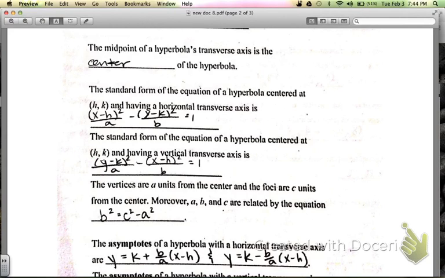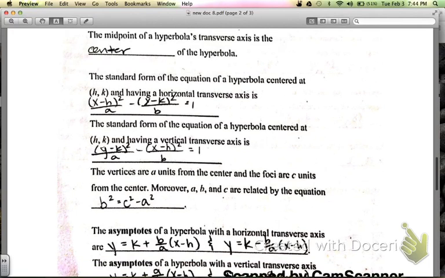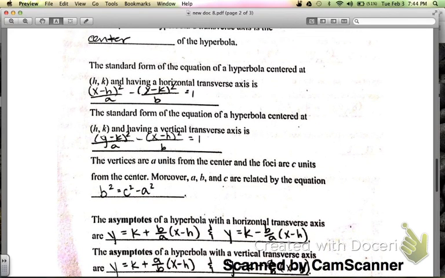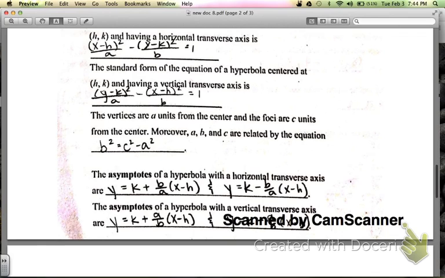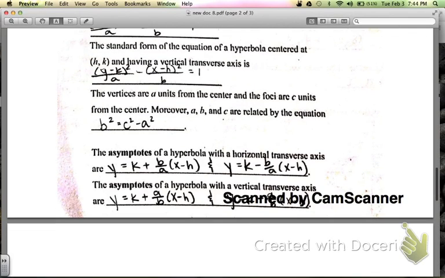If we keep going, we get that a, b, and c are related by b squared equals c squared minus a squared. To figure out where the foci are located, you can use that. And the asymptotes of a hyperbola are here: y equals k plus b over a times x minus h, and y equals k minus b over a times x minus h. I know that it's covered up down here.